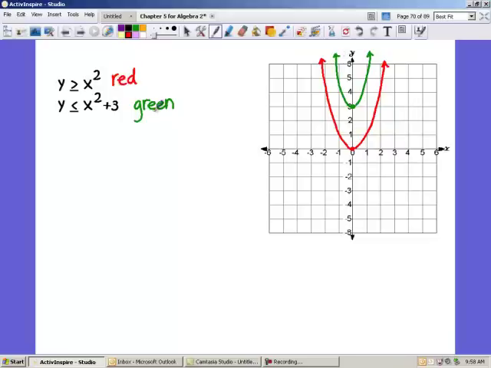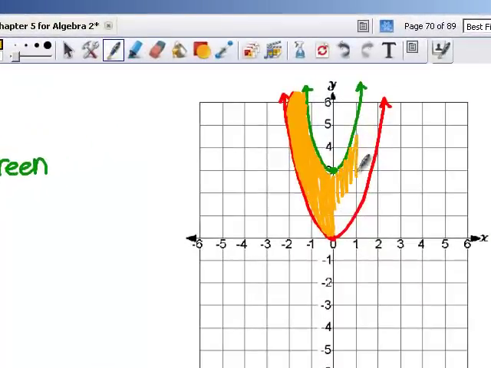Okay, and if we look at the green line, it's less than, so it's going to be below the green line. So all of the solutions have to be above the red, and actually I'm going to shade it a different color, above the red, but stay below the green. So these are all of the solutions that meet both inequalities. So we just go ahead and keep filling this in until we get it all darkened. And there it is.